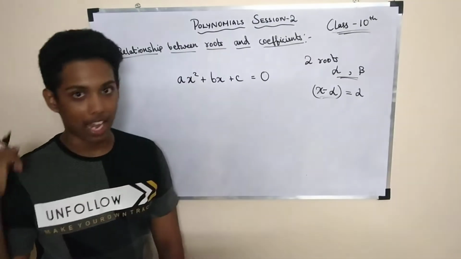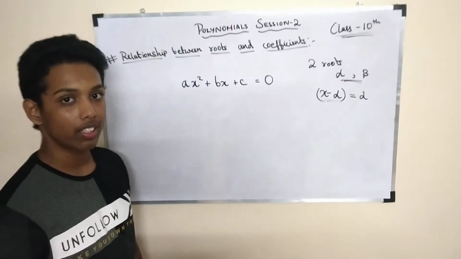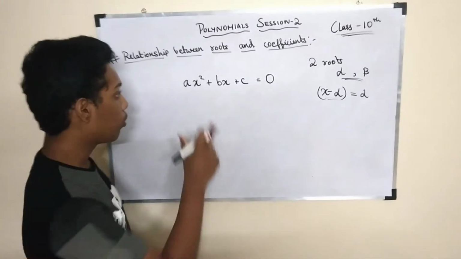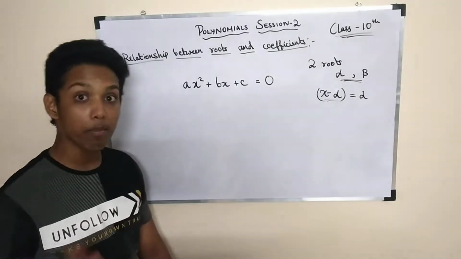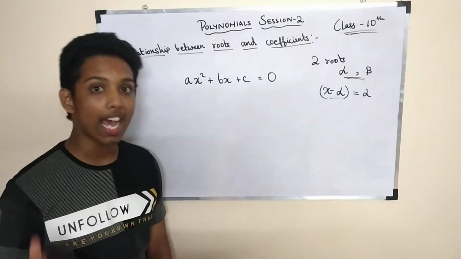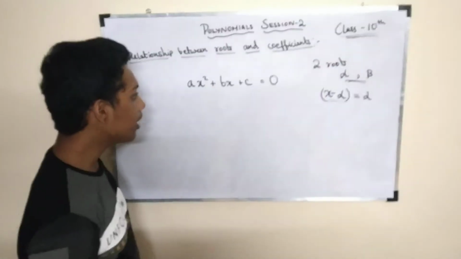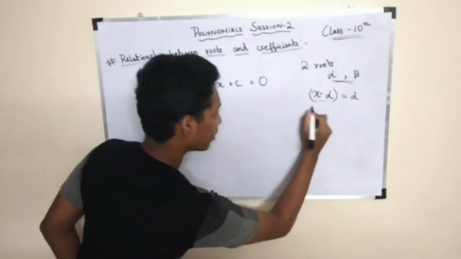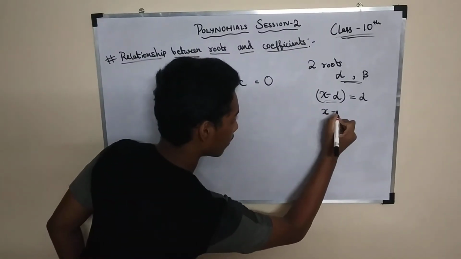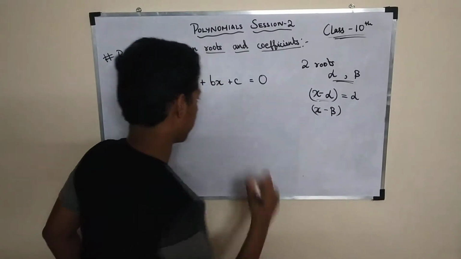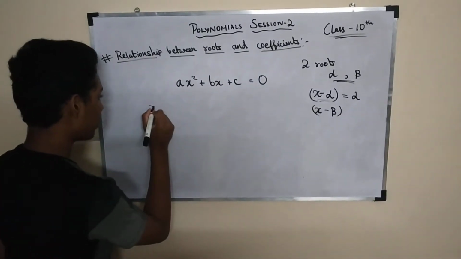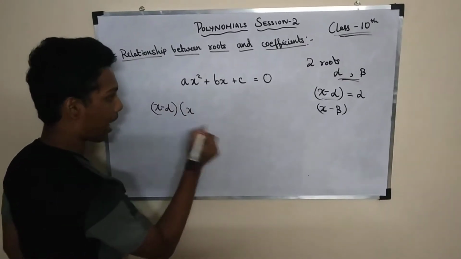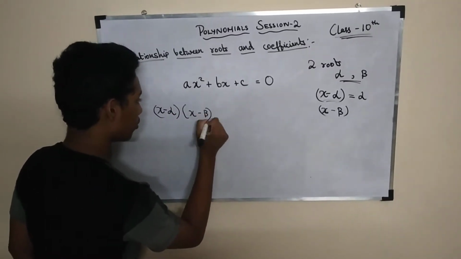If you take x plus alpha as the factor, then the root of this quadratic polynomial would be minus alpha, because minus alpha plus alpha results in 0. So x minus alpha will be one factor. Similarly, if you take beta, x minus beta will give you another factor. So can you write x minus alpha times x minus beta? These two are the factors.